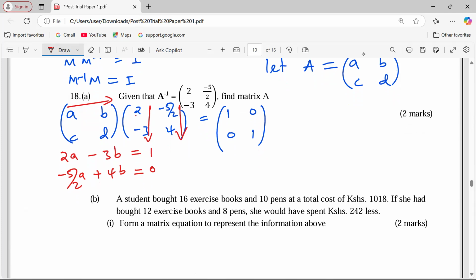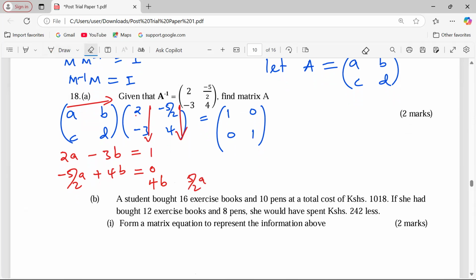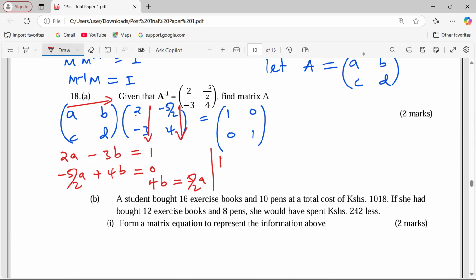So from equation 2, we see that 4B equals 5 over 2A. That way, we can say the value of B shall be 5 over 2 divided by 4. This gives us 5 out of 8. So the value of B is 5 out of 8 A. So that in equation 1, where there is B, we use this value.